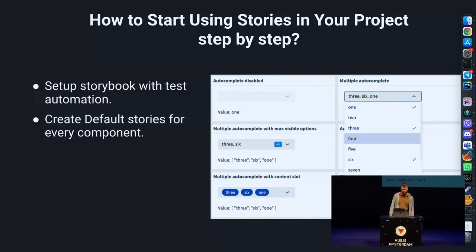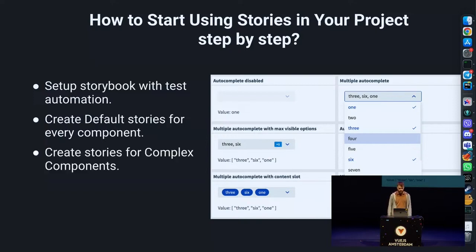Then it's a good idea to create default stories for every component. So you might have a lot of props, but if you create a default story, it's already maybe 20% of the functionality for this component. And it's very cheap. You can also write a script, go through all components in your UI library and create a story for each one. Works great.